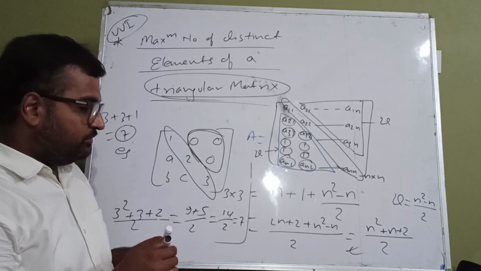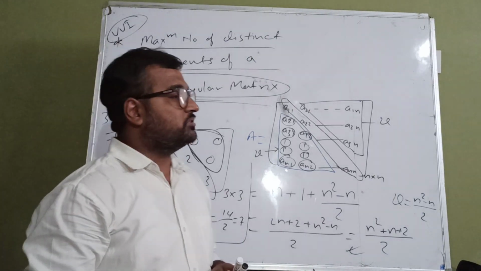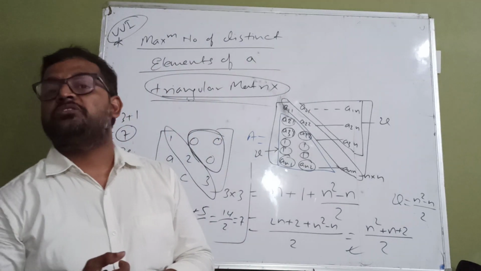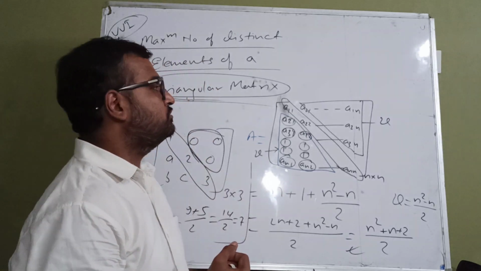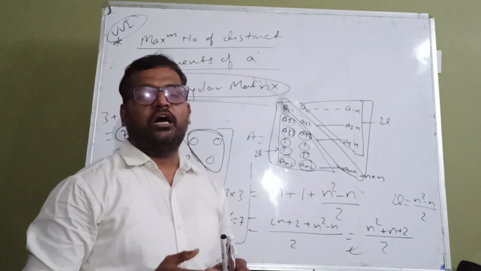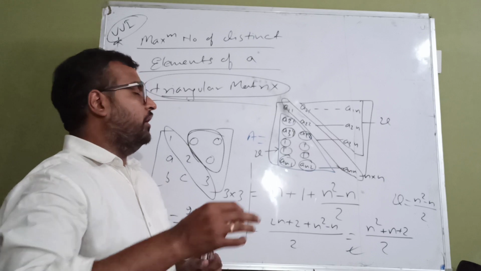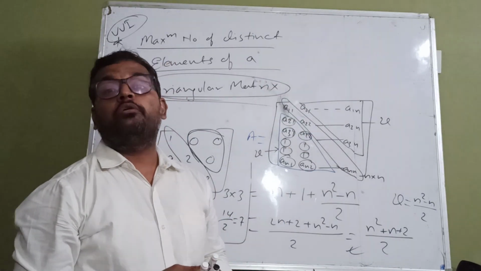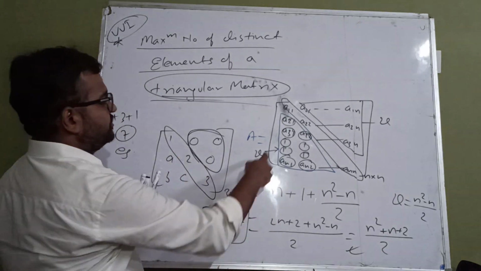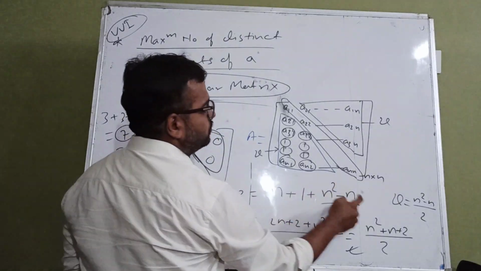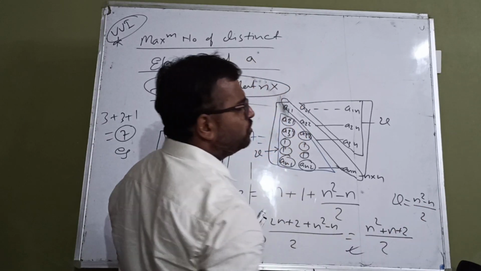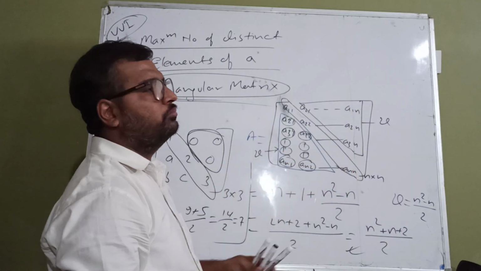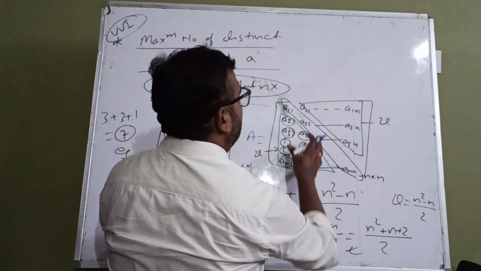So what we have discussed in this lecture, we have discussed the triangular matrix. What is a triangular matrix? A square matrix which is either upper or lower is said to be a triangular matrix. In a triangular matrix, the minimum number of zeros is n square minus n by 2. Do not learn all the formulas. Just try to understand the concept here.